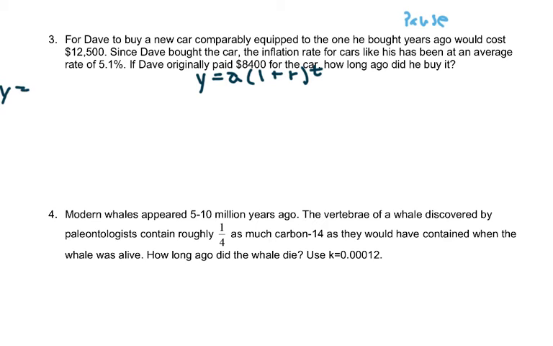So y is our ending amount. It's ending at 12,500. A is our starting amount. It's starting at 8,400. R is your rate as a decimal. So even though there's a decimal here, to get rid of the percent, we move it over twice. So this would be 0.051. And t is what we're looking for. So we'll plug these values in.